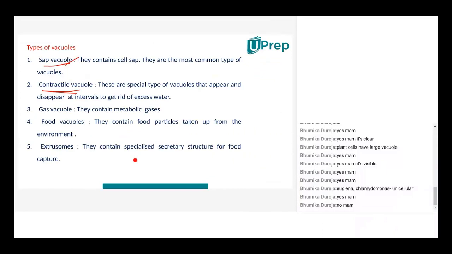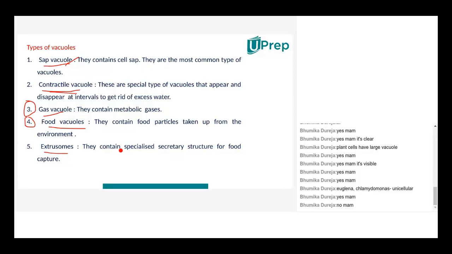Then after contractile vacuole, you have gas vacuole. As I already told you, vacuoles store gases like carbon dioxide and oxygen, and such vacuoles we call gas vacuoles. And food vacuoles: if vacuoles store food materials in the form of reserve materials like starch, glucose, or glycogen, then they are called food vacuoles. So these are the general terms. No need to explain in depth, isn't it? But this next word is important.